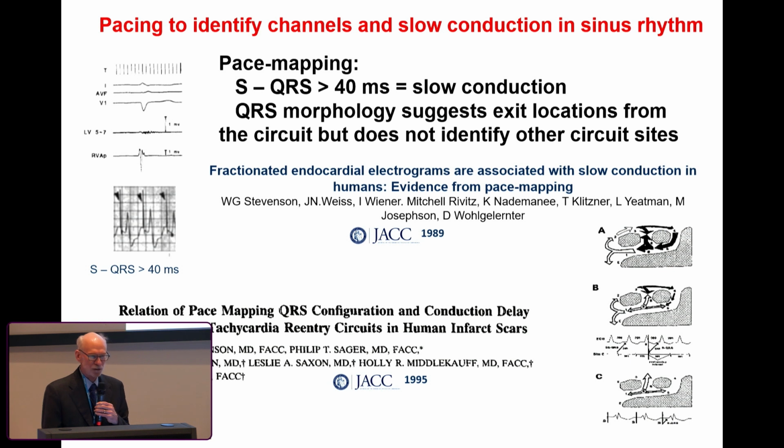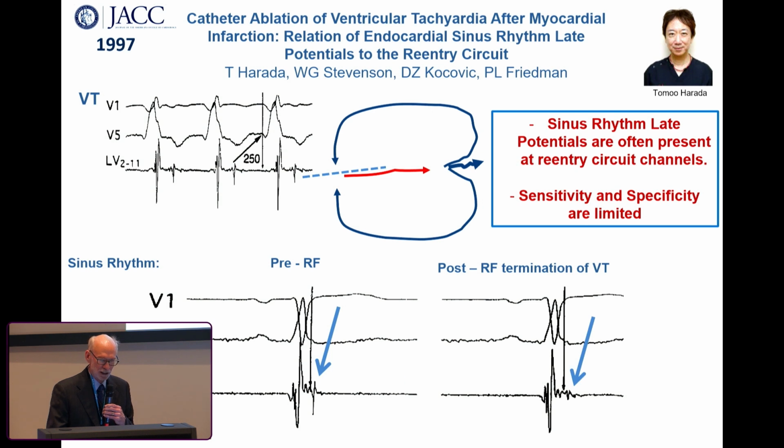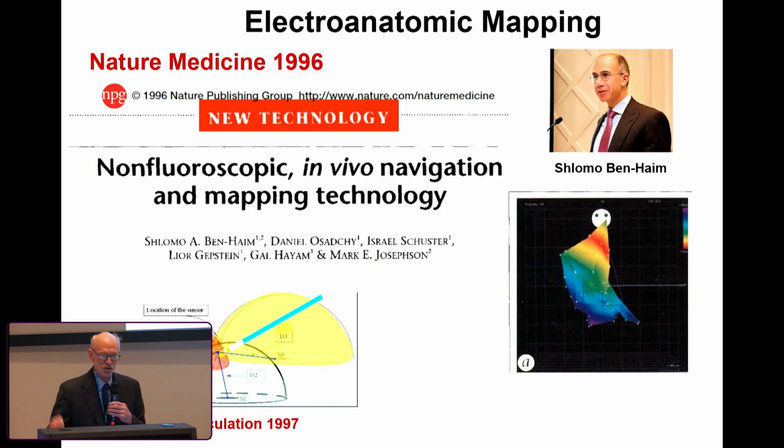And we observed the same kind of thing, correlating findings of pace mapping and abnormal sinus rhythm electrograms to critical sites of reentry circuits defined by entrainment: you often saw abnormal areas over a very broad area, and it didn't seem like it would be helpful for directing ablation to an individual site.